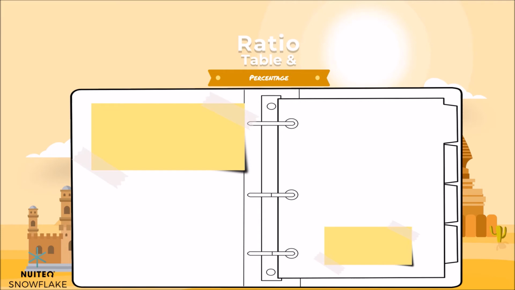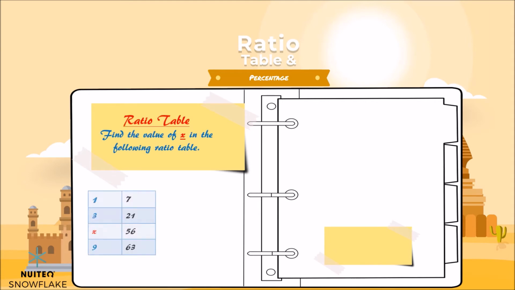Well, we can represent these relationships in different ways. One way is with a table. Find the value of x in the following ratio table. As you can see, we have ratios of 1 to 7, 3 to 21, x to 56, and 9 to 63. So, what would be your answer?